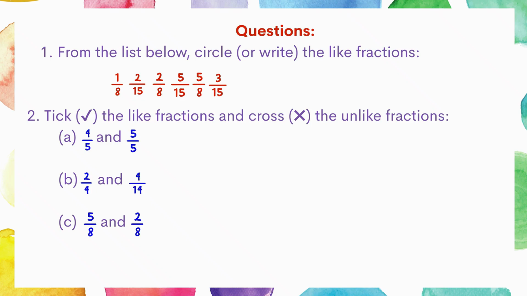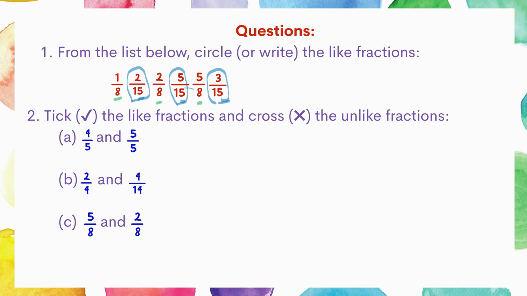Now let's solve the questions. From the list below, circle or write the like fractions. Okay, we have to find which are the like fractions. Okay, 8 is there. Here is also 8. Here is also 8. Okay, these three are like fractions. They are in the same family. Okay, now I'm changing the color. These and these are the same family members. Like this, I'm circling them so it will be easy to find out. These are the same family members, so they are like or unlike.